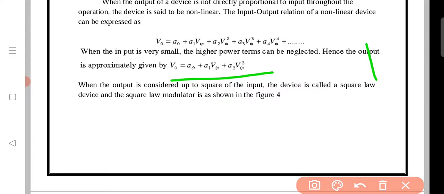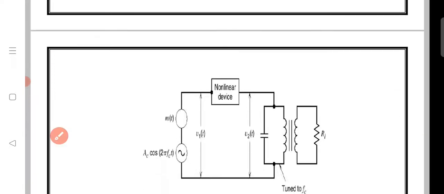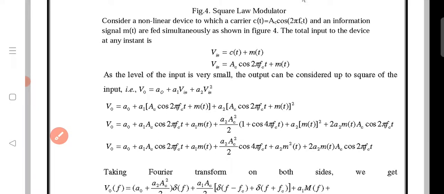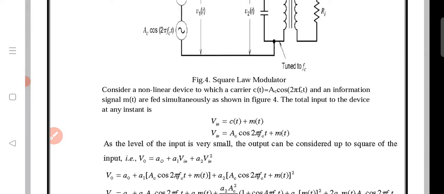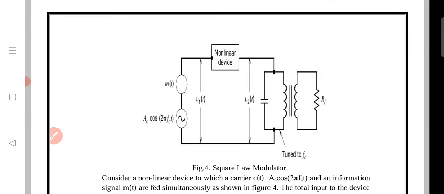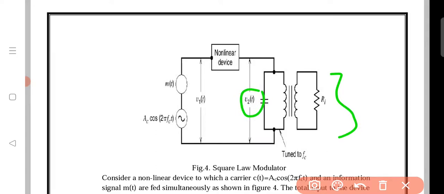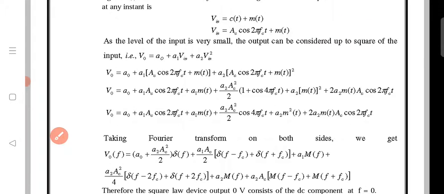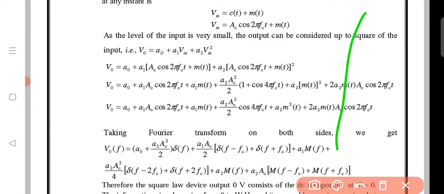Okay, so V2 of t equal to, it means the V naught or V2 of t. V naught we consider here actually after the filtration. V2 of t is the input output relation, so you don't get confused. Okay, now V naught equal to a naught plus a1 V in plus a2 V in square. Just substitute the V in value in this equation.